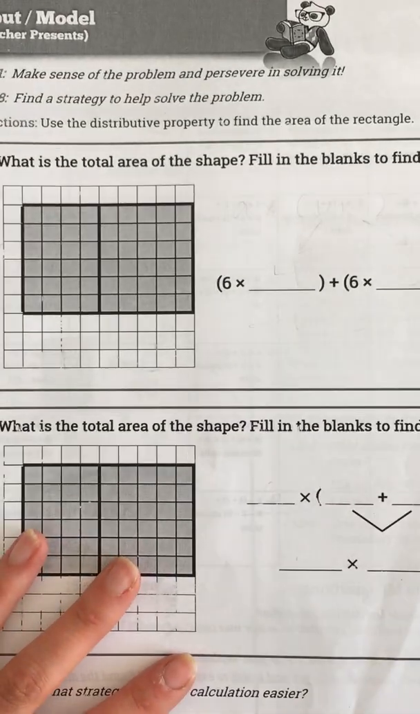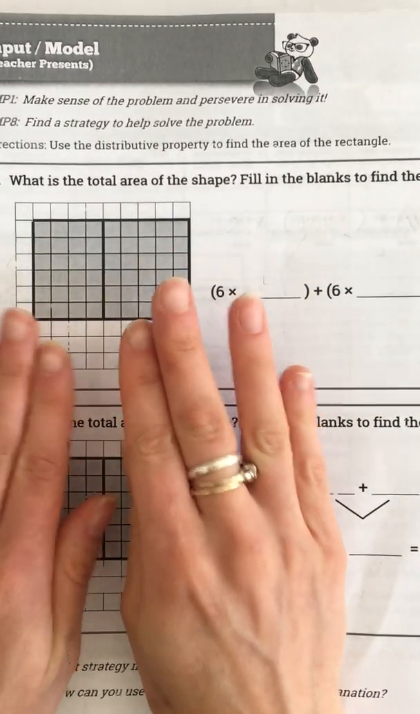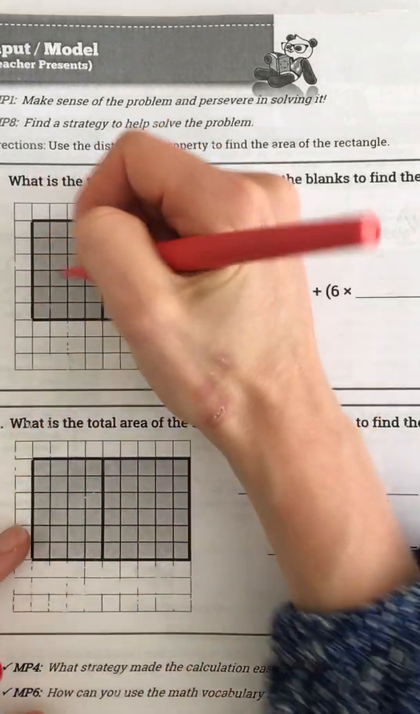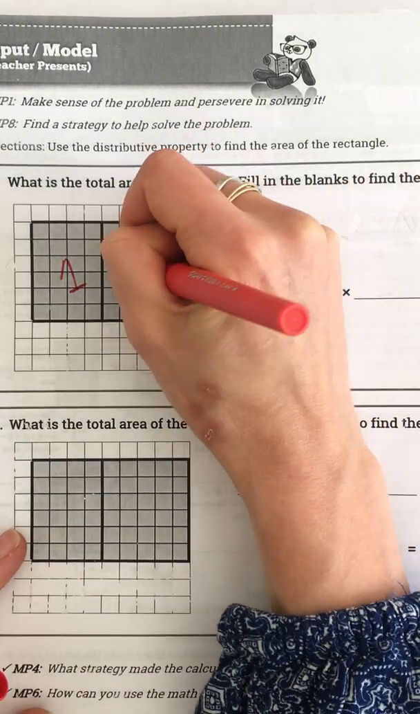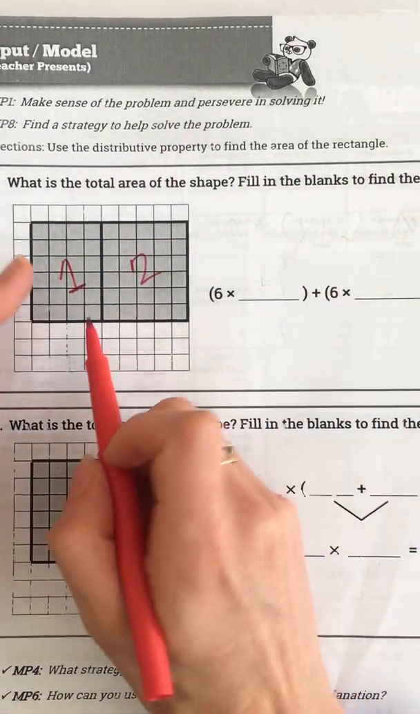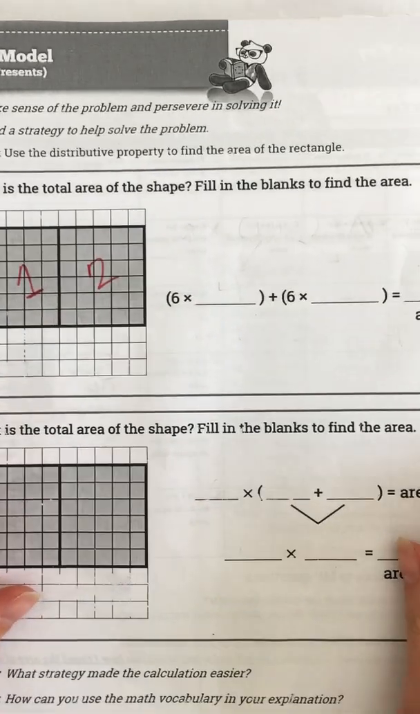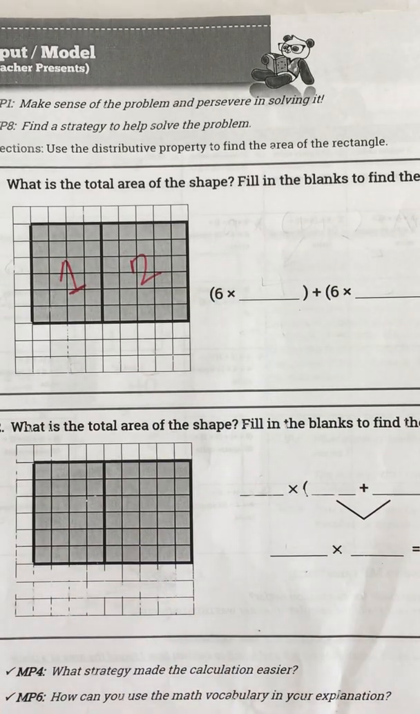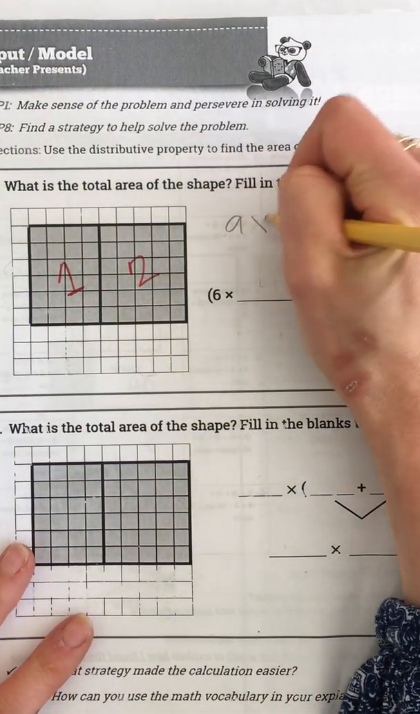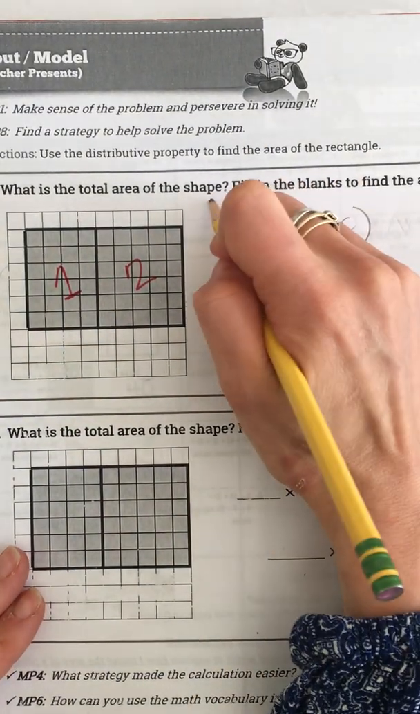If we look here, what is the total area of the shape? Fill in the blank to find out. We have two separate rectangles here. We have one here, I'm going to call this rectangle 1. We have another rectangle here, rectangle 2. We need to find the two separate areas using the distributive property in order to find our total area of the whole thing. Let's find out what our fixed number is, our A. So A times B plus C, that's the distributive property. So A is what's fixed.